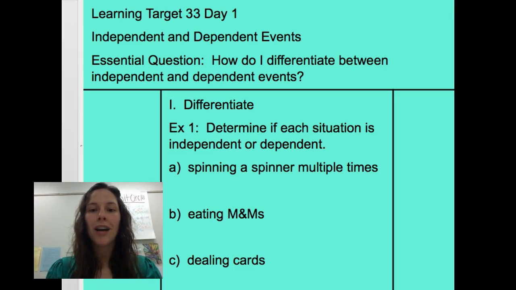So first we're just going to practice identifying the difference between independent and dependent events. If we spin a spinner over and over, will what we get the first time we spin change what we could get the second time? The answer is no, so these events are independent. Eating M&Ms. When you pull an M&M out of the bag and you eat it, does that change what you could get the second time you pull an M&M out of the bag? Yes, so these are dependent events. Dealing cards, we just looked at that example. These are dependent because when you deal a card, what's left changes.